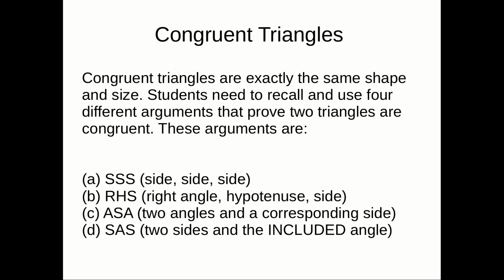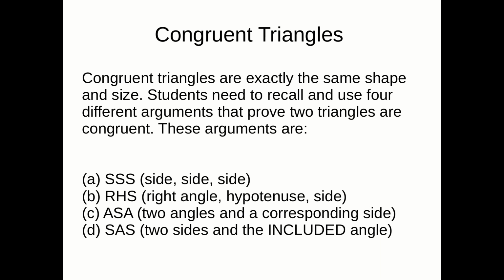You can argue side, side, side, by which I mean we have 3 pairs of sides all of the same length. You can also argue right angle, hypotenuse, side. I think that really is just a special case of part A, but I'll explain why in a second. You've also got C, angle, side, angle: 2 angles and a corresponding side. Very important that the side is corresponding, and I'll explain a bit more about that in a second.